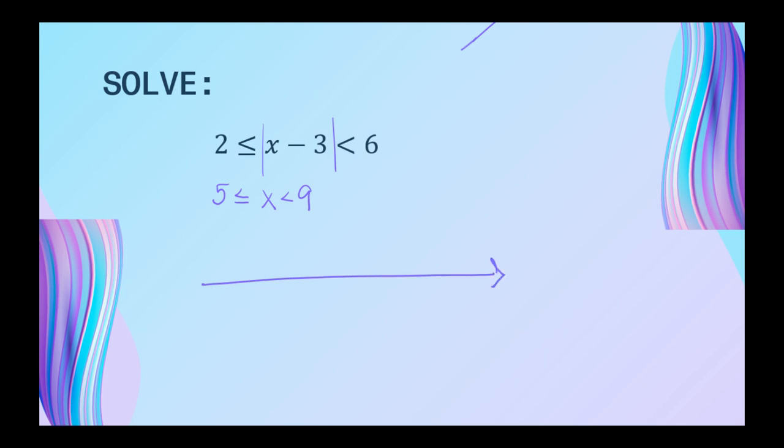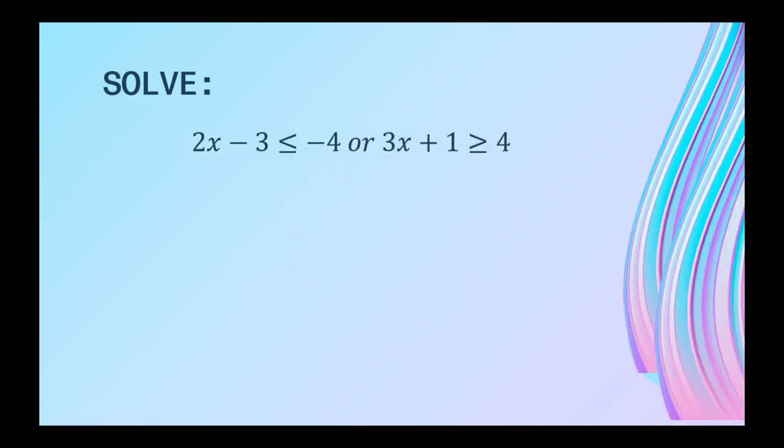Let's graph this on a number line. So I'm going to start with 0, 1, 2, 3, 4, 5, 6, 7, 8, 9, 10. I'm going to have an open circle at 9 and a closed circle at 5. And again, remember that the inequality signs are telling me open and closed. And then because this is an and, where x is in the middle, I'm just going to connect them.